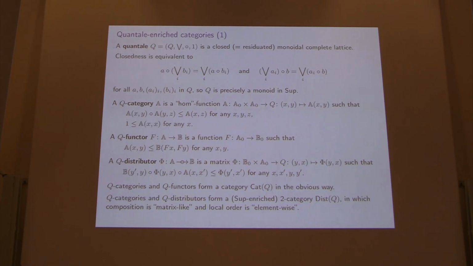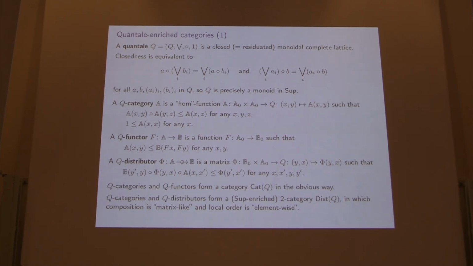You get a category Cat Q in the obvious way of categories and functors. You get a sup-enriched two-category Dist Q of Q-categories and Q-distributors. And in the second one, it's maybe a little less familiar, but you compose with a matrix-like formula, and the local order is given element-wise.